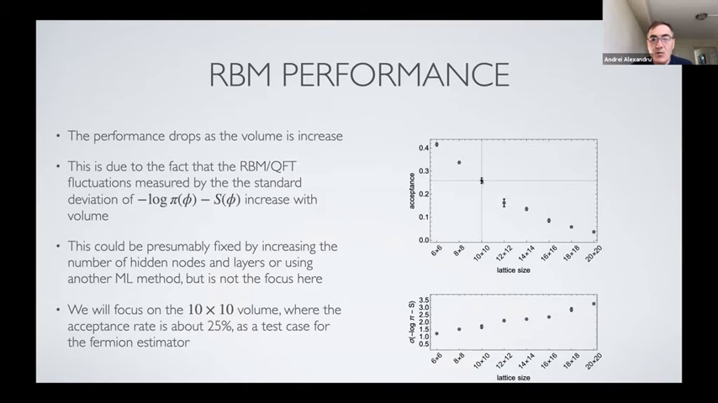So we chose to work on this 10 by 10 lattice for the things that I'm going to show you in the rest of the talk.